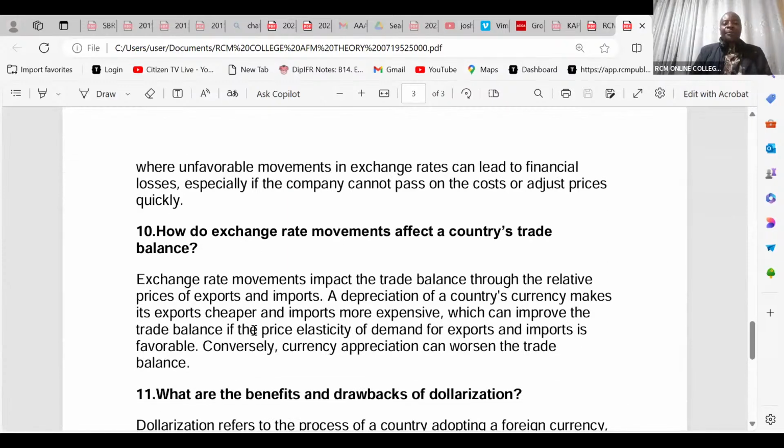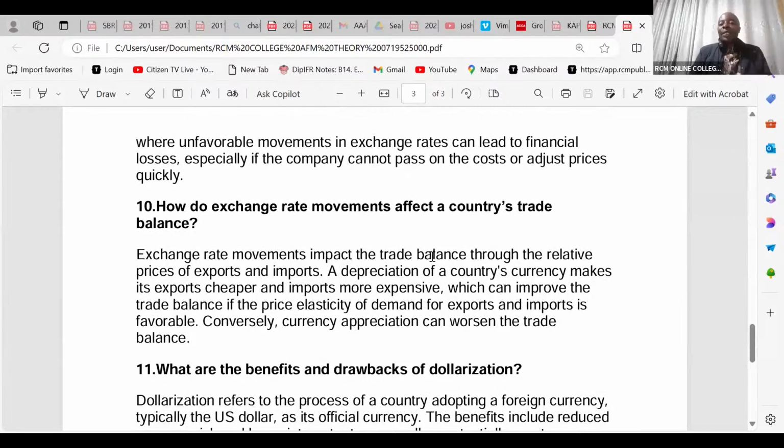Number 10, how do exchange rate movements affect a country's trade balance? Exchange rate movements impact the trade balance through the relative prices of exports and imports. A depreciation of a country's currency makes its exports cheaper and imports more expensive, which can improve the trade balance if the price elasticity of demand for exports and imports is favorable. Conversely, currency appreciation can worsen the trade balance.